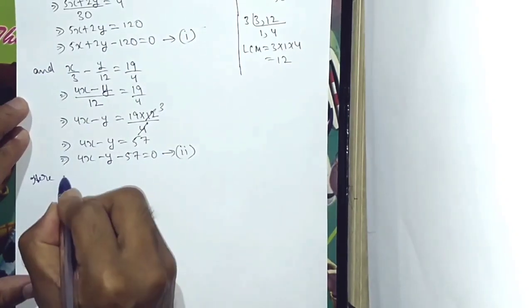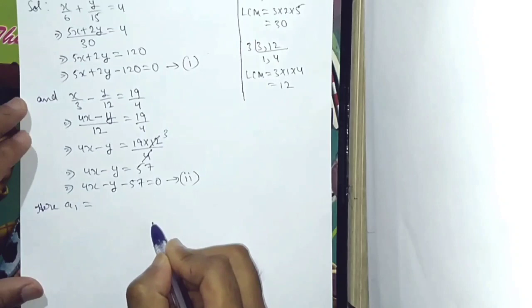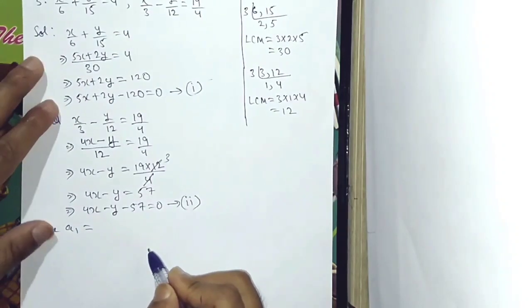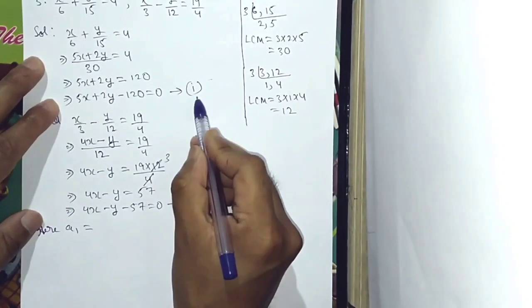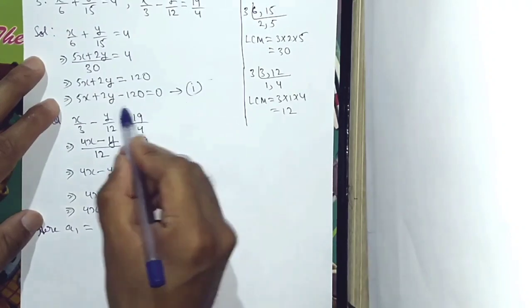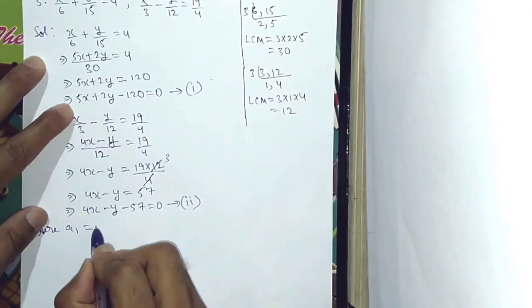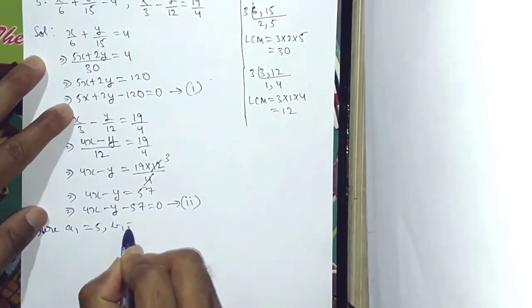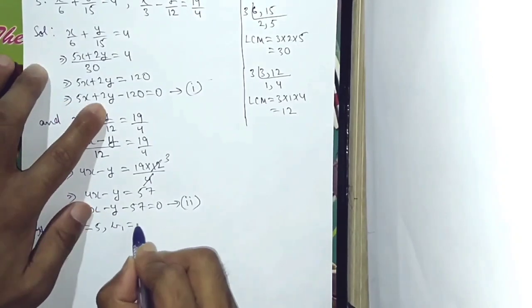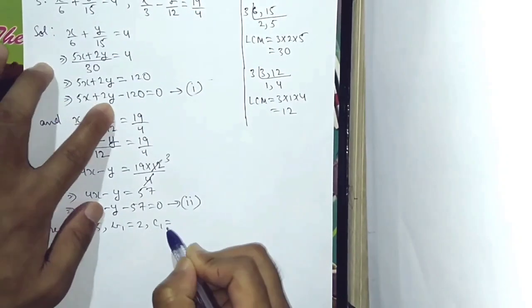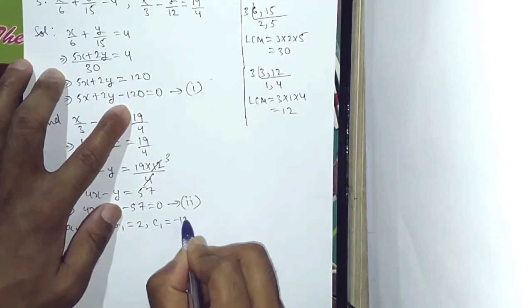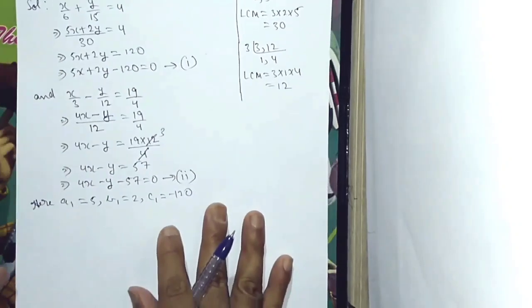So here we have A1, B1, C1. Checking equation 1: A1, the coefficient of x, is 5. B1, the coefficient of y, is 2. C1 is minus 120.